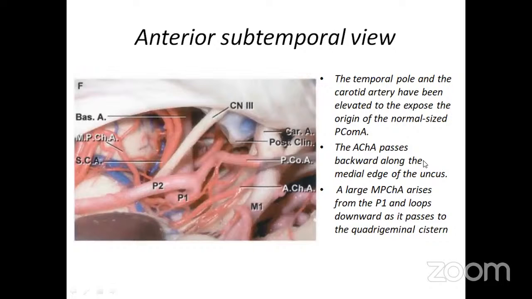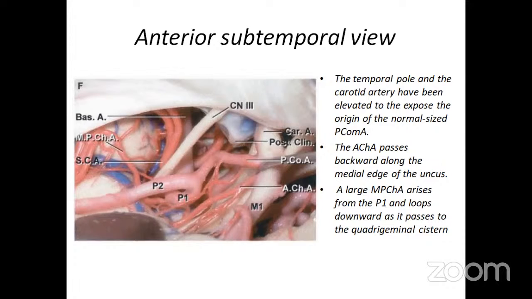This is the anterior subtemporal view. The temporal pole and carotid vessel are elevated in this diagram. That is, we can see that this is the carotid artery, and along with the carotid artery that has been retracted, we can see this is the posterior communicating artery. The posterior communicating artery is joining the internal carotid artery with the posterior cerebral artery.